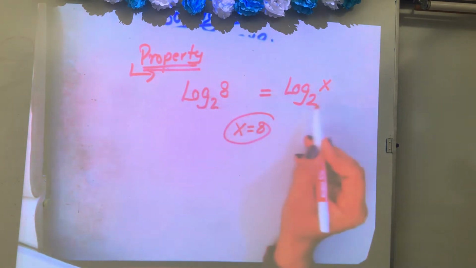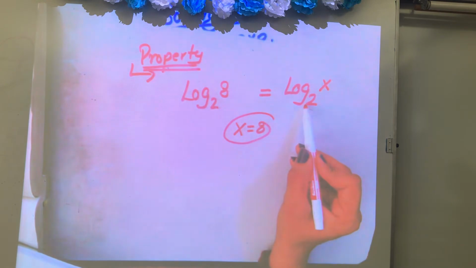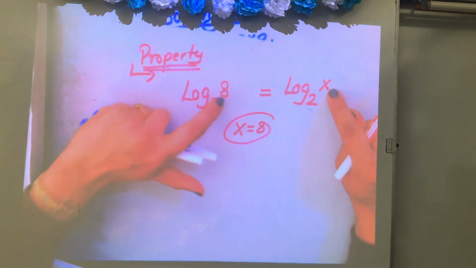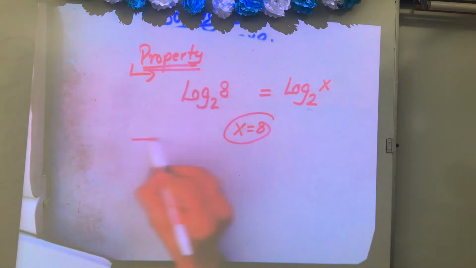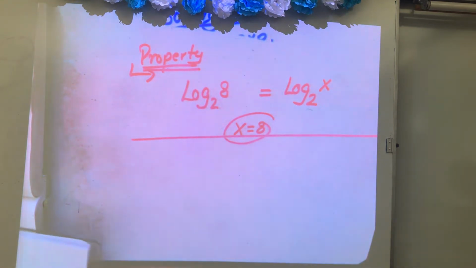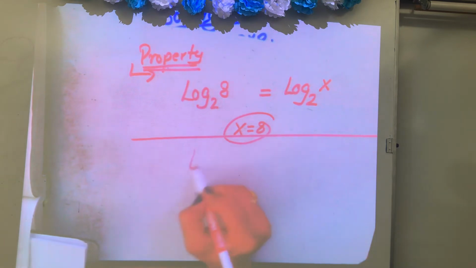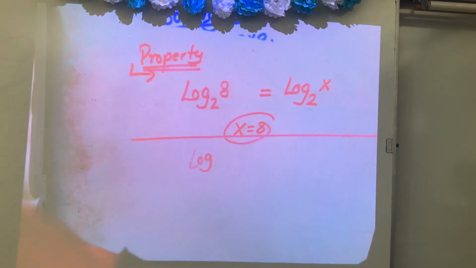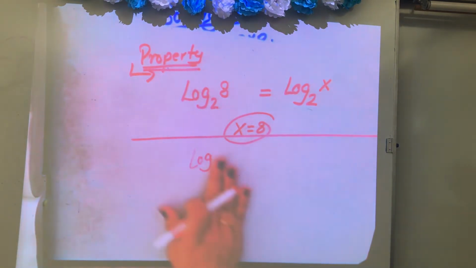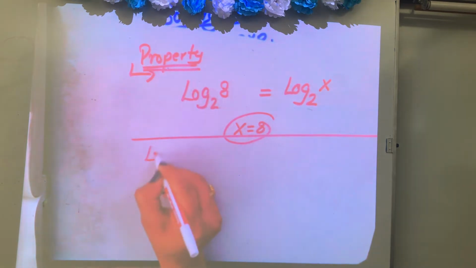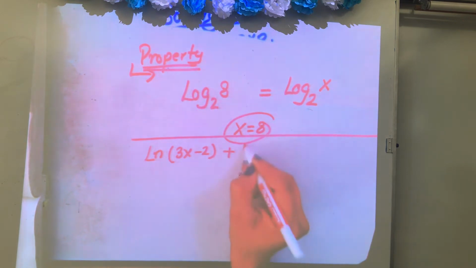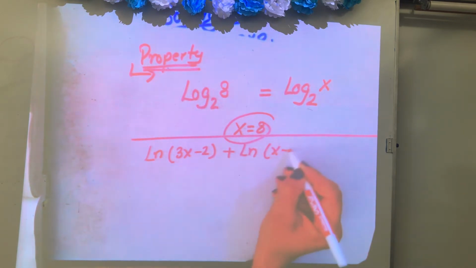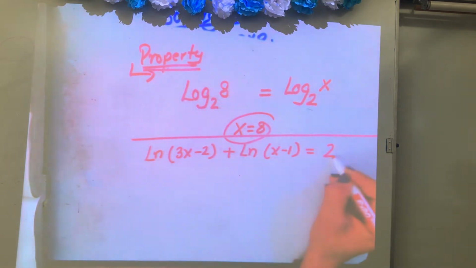Why? Because it's an equation and log shares the same base, so I know this expression has to be equal to this. So this is something we're going to use for our next example. So my next example is, I have ln 3x minus 2 plus ln x minus 1, and it's equal to 2 ln x.